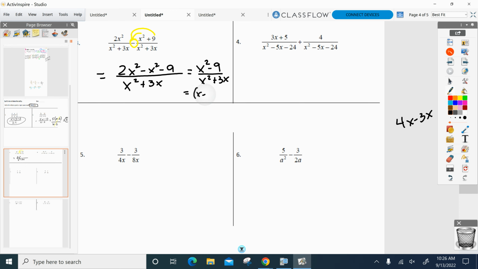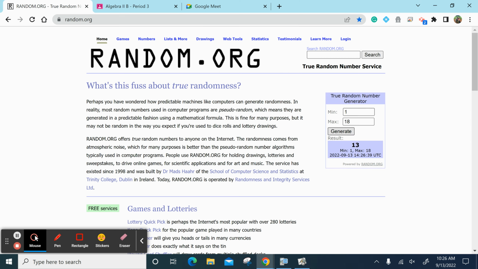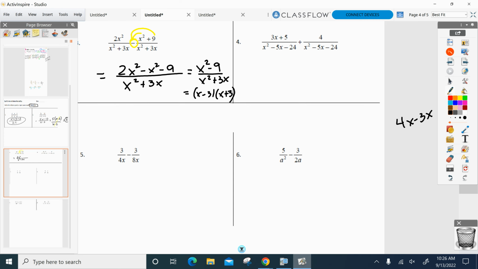X minus 3 is x plus 3. Anything else we want to do up here? 14. Anything else? Yeah, you can factor. You can simplify the numerator and do x plus 3 and x minus 3, right? Oh, we just did that. About the denominator, you can take x out of both. Thank you. And get what? X times x plus 3.